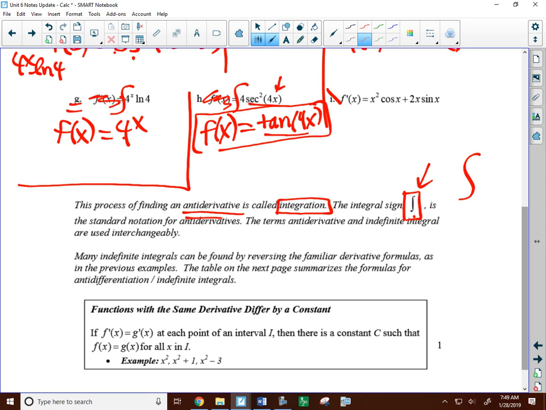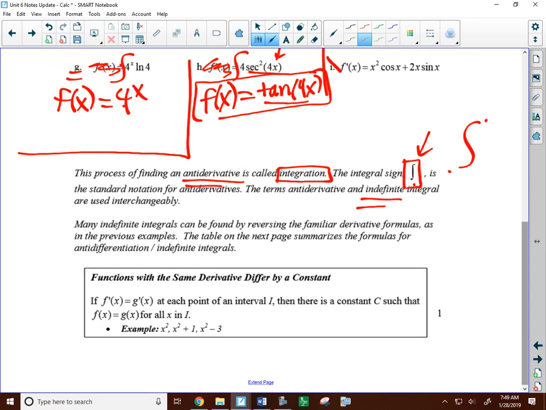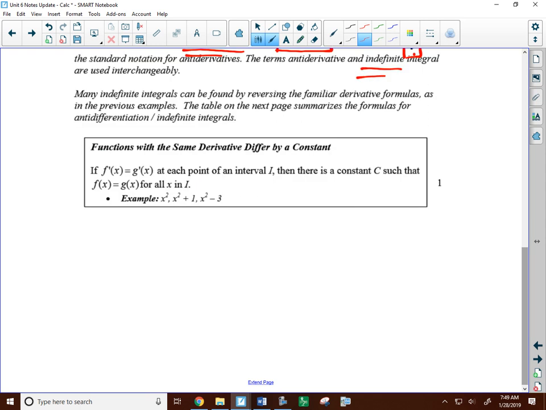This is also called the indefinite integral because soon, later in the unit, we might have numbers here and here. That would be a definite integral. But for now, it's the indefinite integral. You can just say the integral sign if you want. So we found out it's reversing a lot of the derivative formulas, and I'll have a table on the next page that summarizes this.